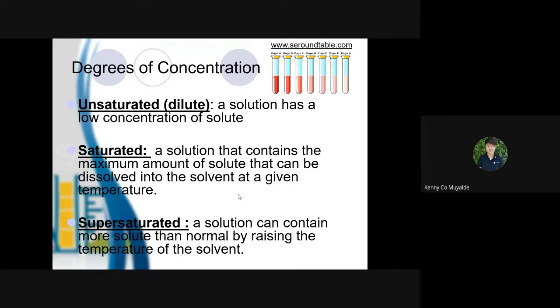Okay? Paano naman kapag saturated? When we say saturated, this is a solution that contains the maximum amount of solute that can be dissolved into the solvent at a given temperature. For example, we have your normal room temperature, which is 25 degrees. So for example, meron kang 350 grams ng salt at inadd mo yon sa 1 liter of water. If you're going to dissolve 350 grams of salt to 1 liter of water at yun yung kayang i-dissolve ng water, then that means the type of solution is saturated.